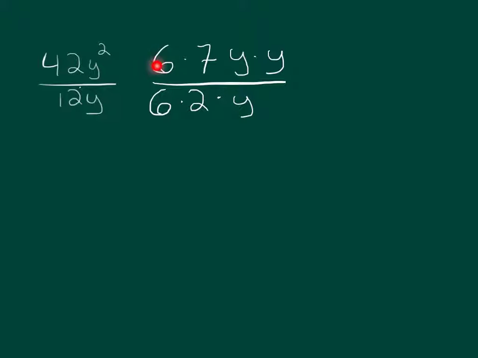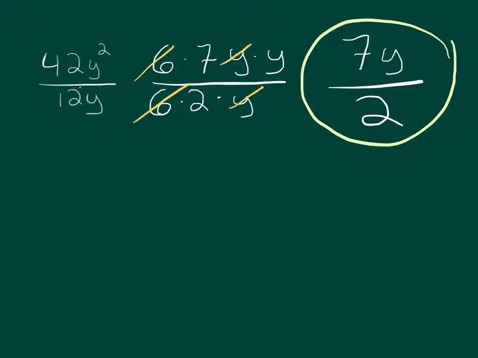Now, when we have the same on top and bottom, because all of this is multiplication, we can just cross them off as long as they are on both top and bottom. So I'm going to cross that off. The 6s I can cross, those are gone. The y I can cross off, those are gone. So what I'm left with is 7y on the top, all over 2. Okay, so 7y all over 2, and that's as simplified as this particular one gets. So that is indeed our answer on this one, 7y over 2.